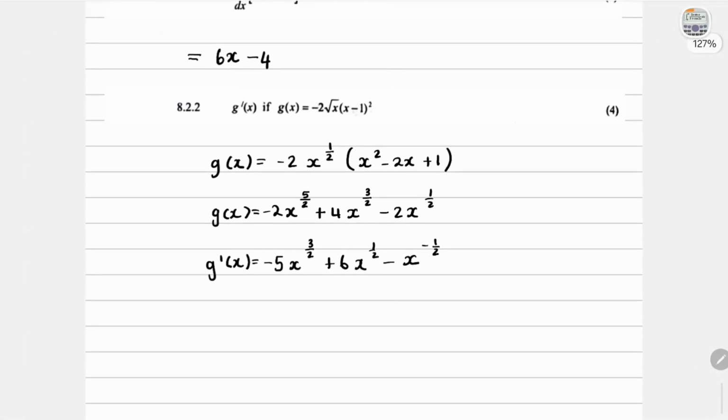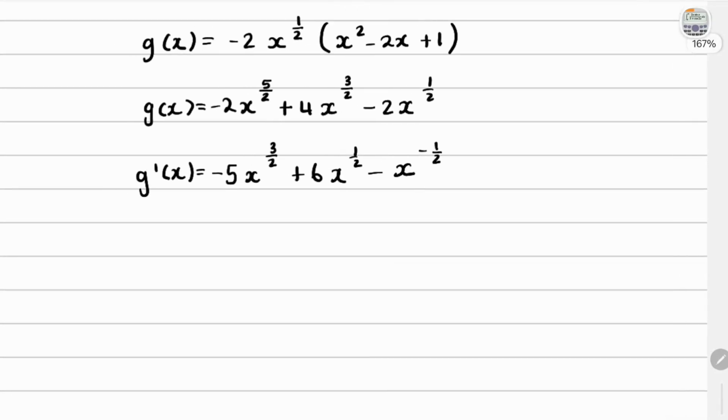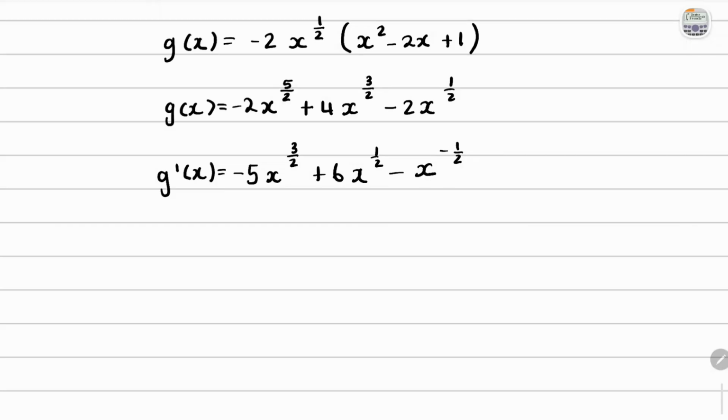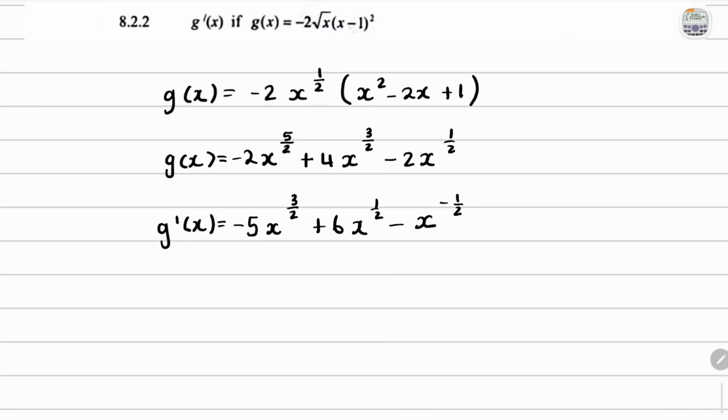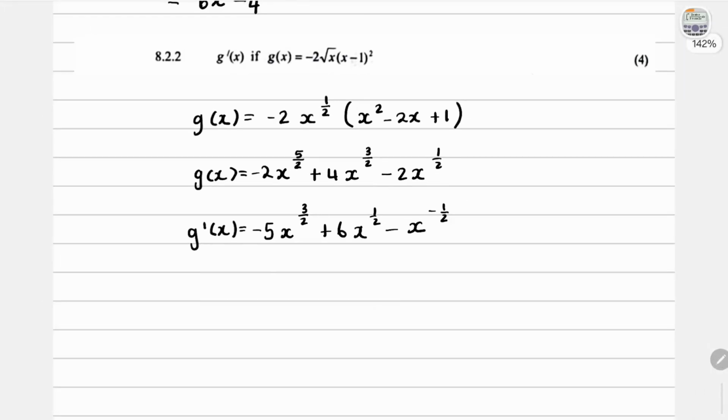Okay, so that's what we have. 4 marks. You can leave it like that. Don't really have to make the exponent positive. At this point, it's fine. So that is it for that question. Moving on to the next question.